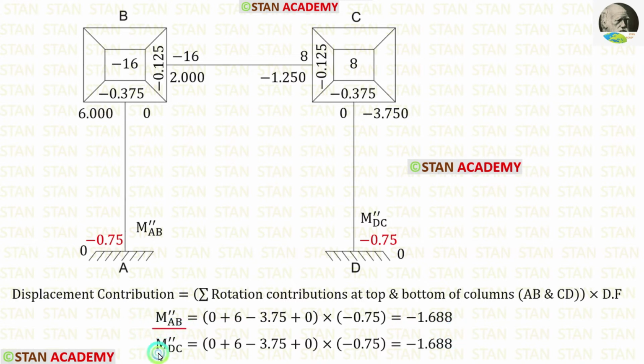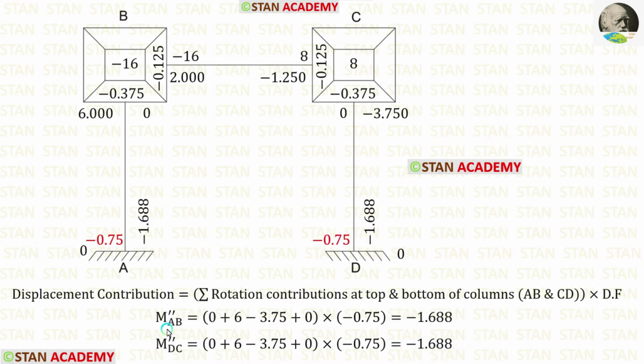For M''-AB and M''-DC, all of the values will be same except the displacement factor. But in this analysis, the displacement factor for DC and AB are same. So we have the advantage. For M''-AB and M''-DC, we will get the same value. Let us apply the value of M''-AB here and M''-DC here. We have finished the first iteration. Now we are going to start the second iteration.